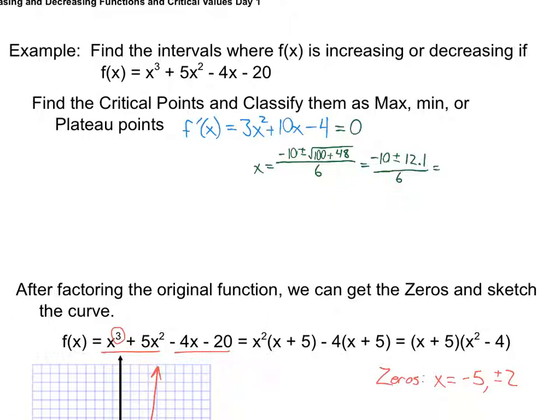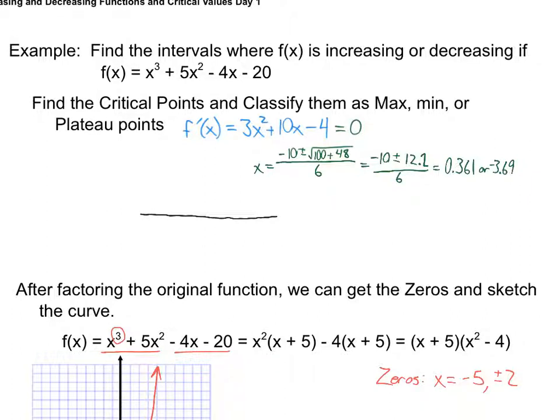Okay? So when we do negative 10 plus the radical 148, we get point 0.361, or negative 3.69. That's what we get when we subtract the radical 148. Okay, and this actually would be rounded to 12.2. Okay, so that being said, we can now draw our sign diagram.